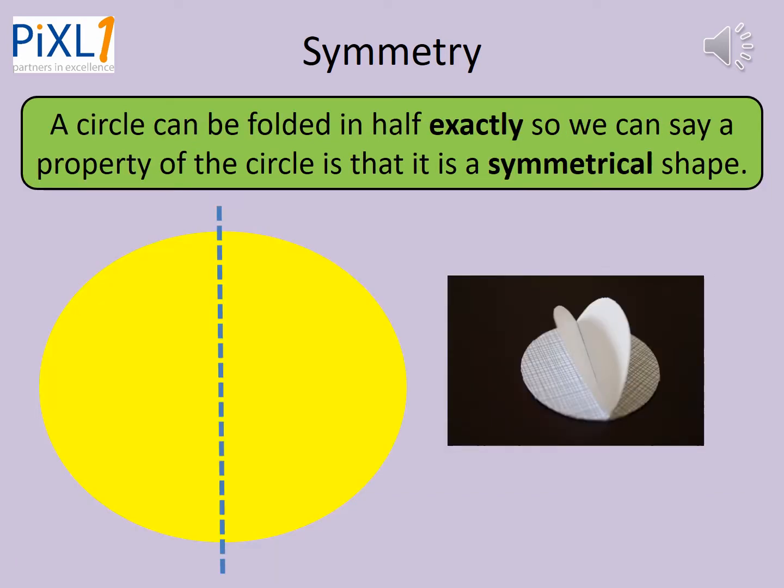A circle can be folded in half equally so that it's the same on both sides. This line of symmetry could be in different places of a circle because circles would have lines of symmetry in them. This means that when we talk about properties of a circle, we can say that a property of a circle is that it is a symmetrical shape. Look at the photo here. It shows that we can fold a circle in half and it would be a semicircle, and they would be the same.